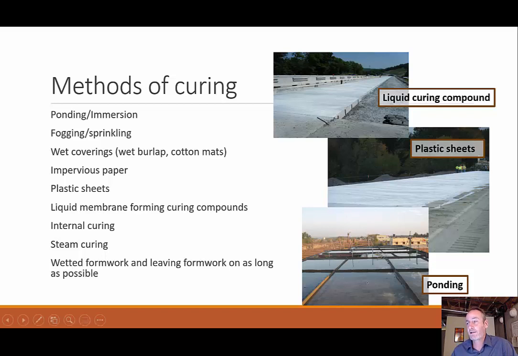So we could submerge it, keep it underwater. We can fog it using a sprinkler, basically just constantly wetting it. We can use wet coverings like a burlap or cotton mat, something that's going to hold in water, and set it on top of the concrete to keep that moisture in there. Can use a paper to keep the moisture from sucking out and going into the environment, or plastic sheets, same idea. Liquid membrane, yeah, we can do that. But all of these methods have the same general idea, and that is just keep the concrete wet while it cures.